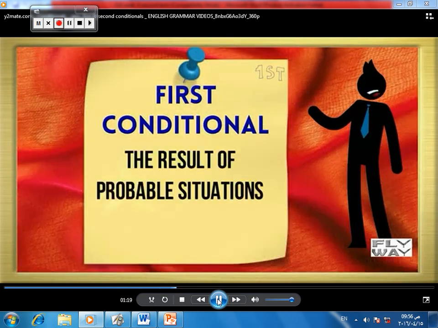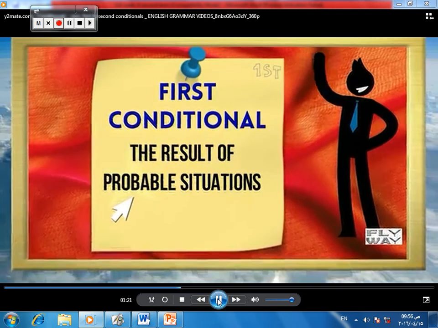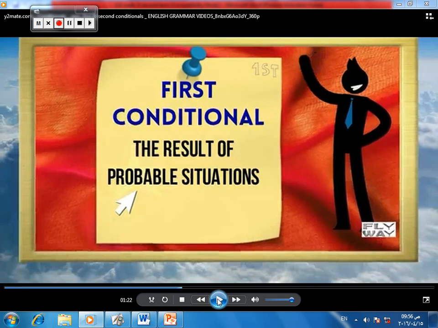Result of probable situations. In the first conditional, we use it to talk about things that are result of probable situations, or something that is likely to happen in the present or in the future. Things that can happen in the future or in the present. Okay?